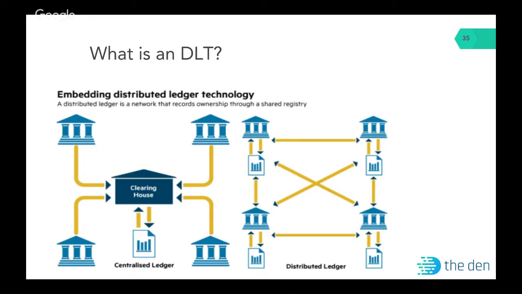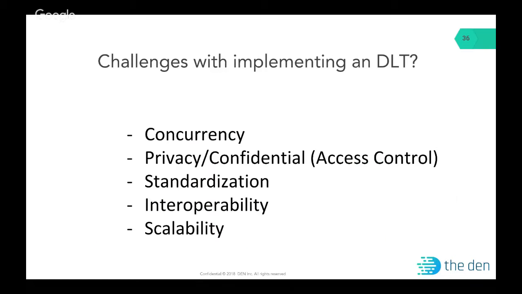So I presume, yeah. So challenges with implementing a traditional DLT, right? Concurrency, privacy, confidential, access control, right? We talked about enterprise grade.